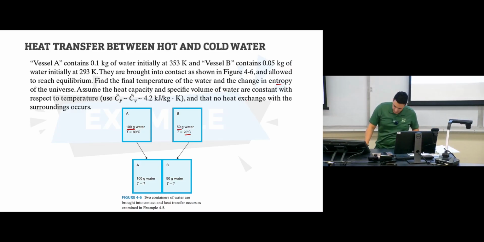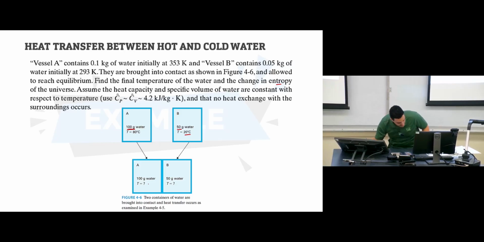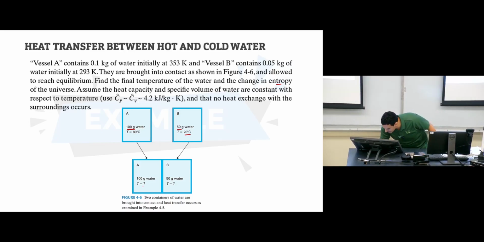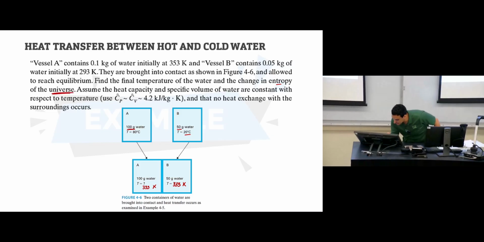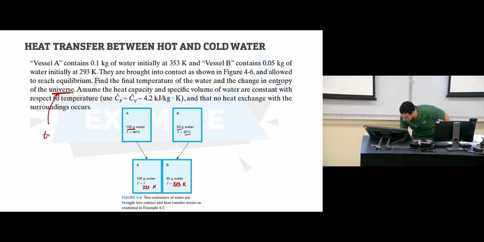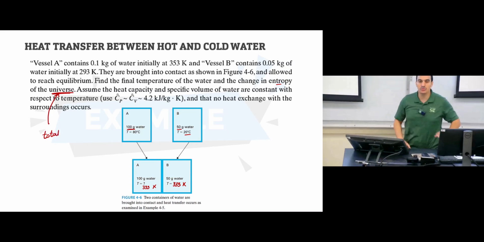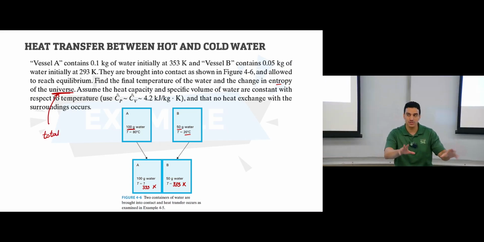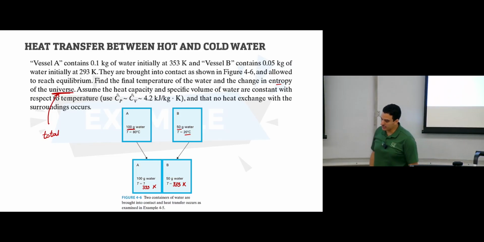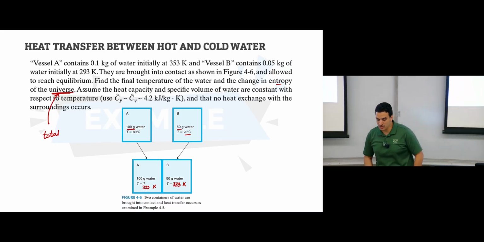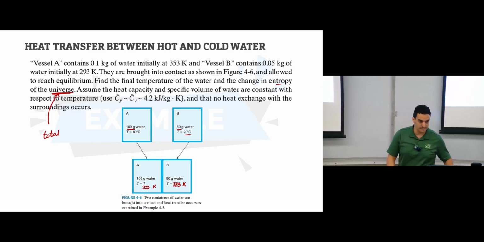Okay. So the final temperature, just let me give you this information. The final temperature is 333 Kelvin. So we have the final temperature. Then we need to find the entropy change of the universe. This is the total entropy change. So total entropy change and universe entropy change are the same thing. Find the entropy change of the universe, assume the specific heat capacity of water is this value, and no heat exchange with the surrounding occurs.